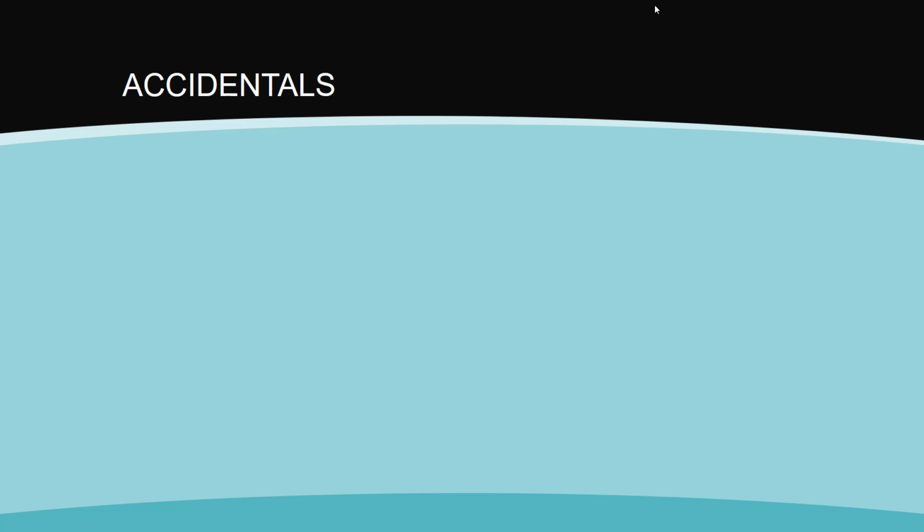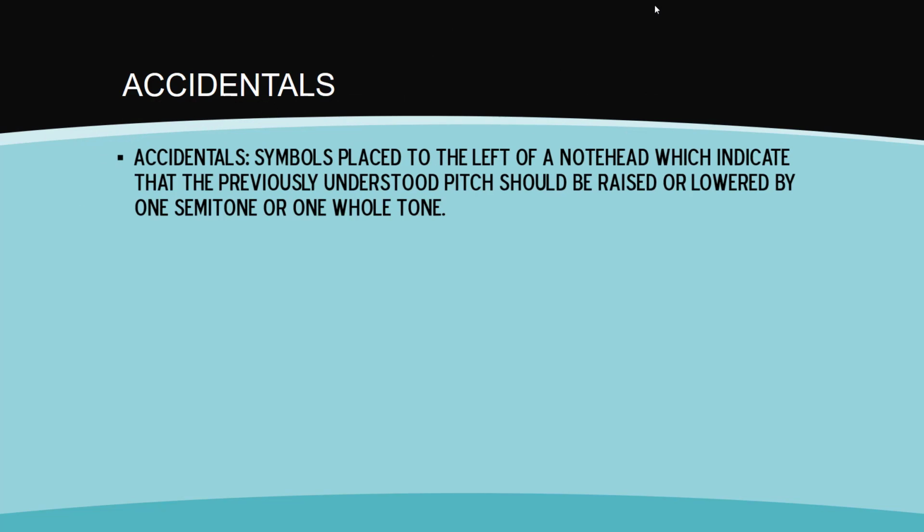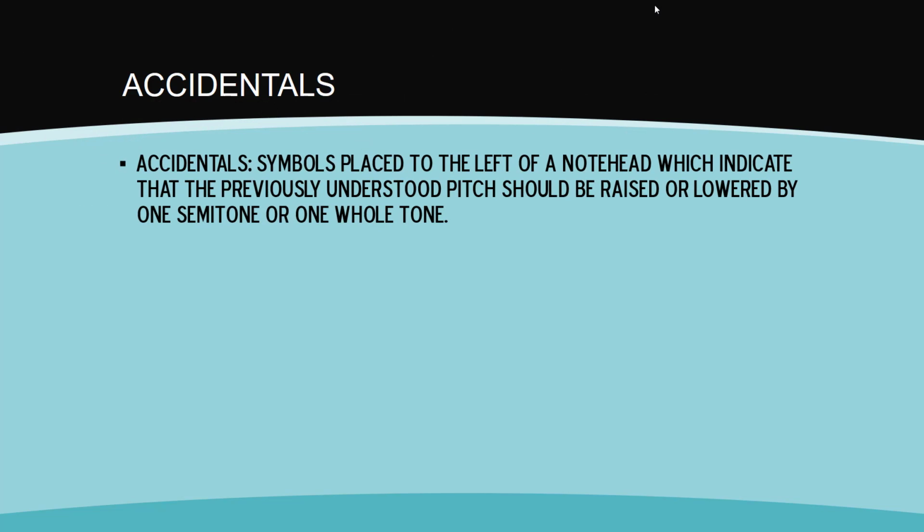Pitch is not just limited to letter names of the musical alphabet. We can add symbols to any pitch in order to raise or lower it. These symbols are called accidentals. Accidentals are symbols placed to the left of a note head which indicate that the previously understood pitch should be raised or lowered by one semitone or one whole tone.